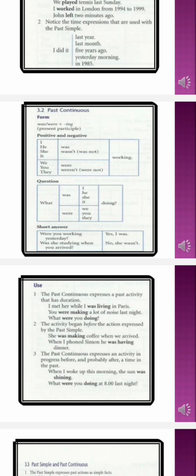In short answer, we have other examples. Were you working yesterday? Yes, I was. Was she studying when you arrived? No, she wasn't.